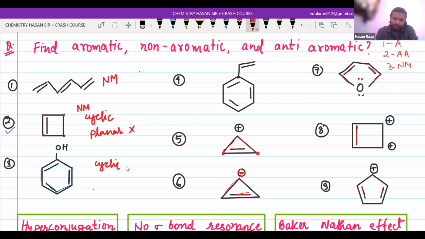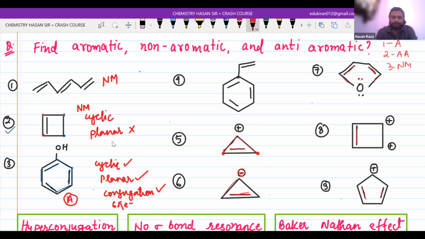This is cyclic. Planarity, you can check all the carbon. You need to check only the inside carbon. Outside the carbon, what happens doesn't matter for you. All the carbon is sp2. That means it is planar. You can see it is complete conjugation. And 6 pi electron is there because 3 pi bonds are there. Hence it is aromatic.